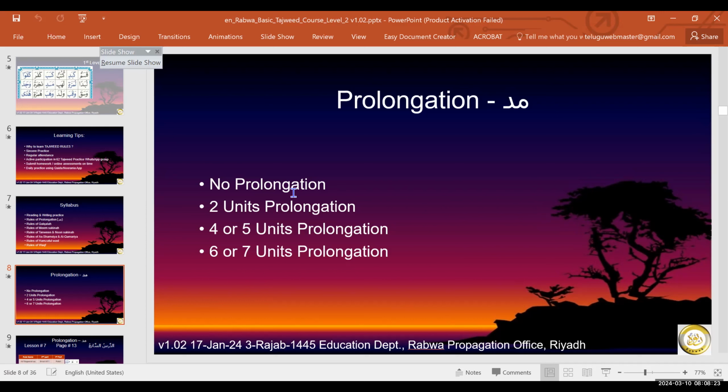So 2 units means basically most of the scholars follow this: from the closed right hand or left hand, just open one finger, then open another finger. The time it takes to open one finger after another finger is a 2 units prolongation. 4 or 5 units prolongation means we have to open the first finger, second, third, fourth, or fifth finger.